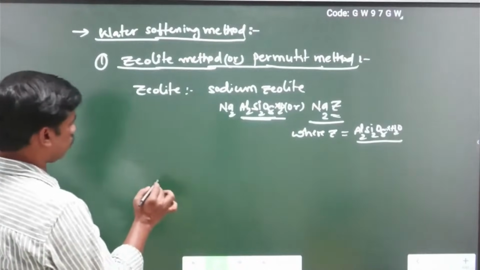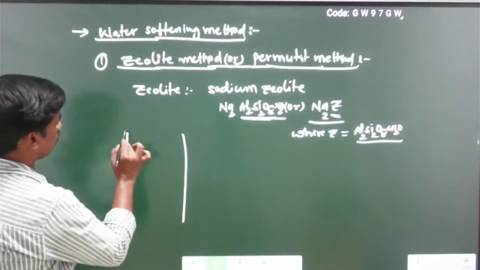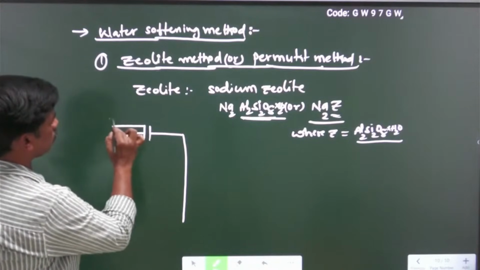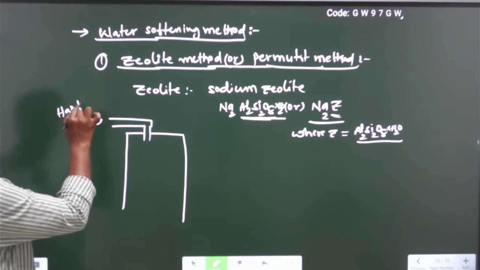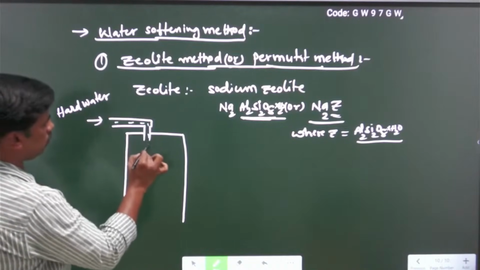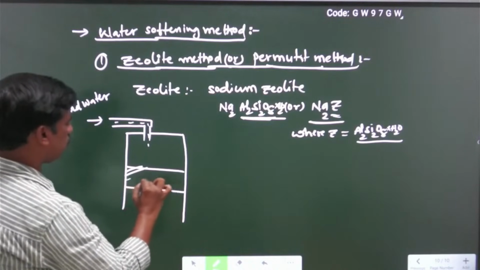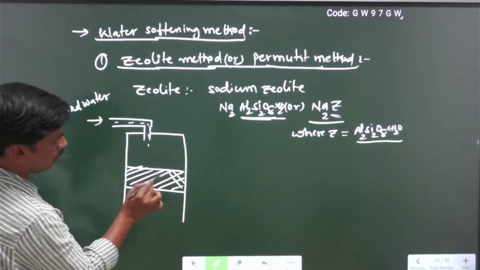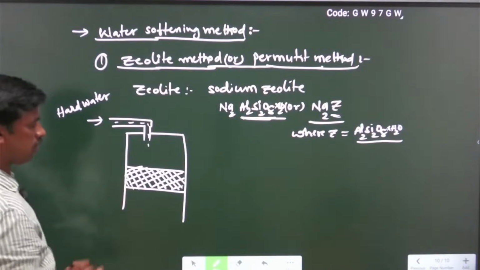I am going to explain with a small diagram. I take a small container, and in this container I take hard water. Whenever hard water enters this tank, in the middle I fix a zeolite bed. The zeolite bed has a small microporous structure.